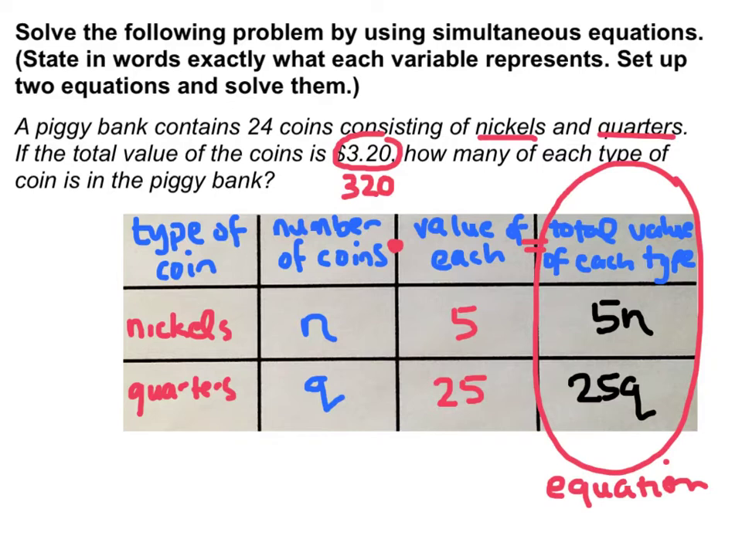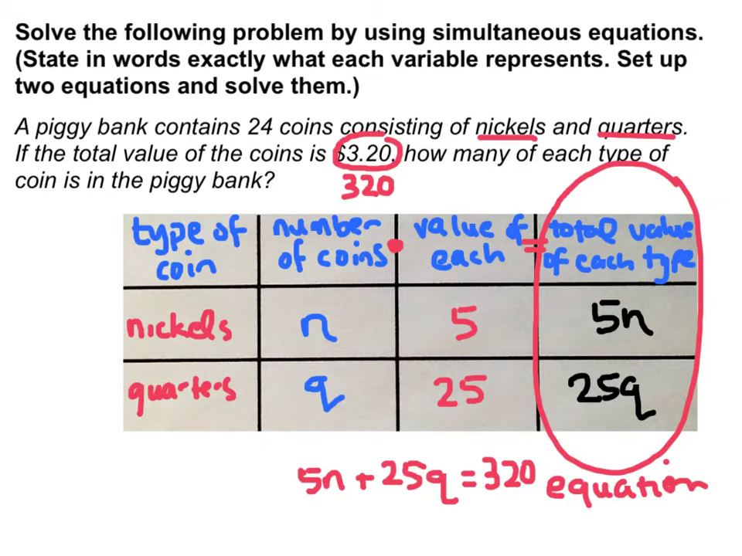We can use the total value column to set up our first equation, and we'll do this the same way we did with the previous chapter. So the total value of the nickels plus the total value of quarters should end up being 320. So our first equation will look like this. 5n plus 25q will equal 320. So that is very similar to what we have done in the previous chapter.